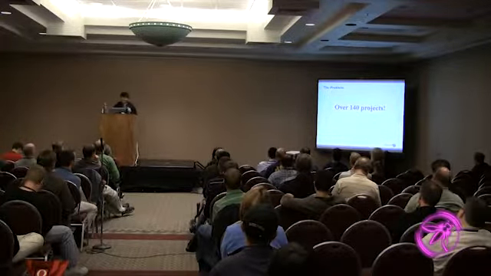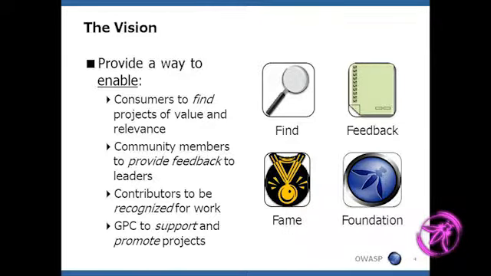So that's a problem that we wanted to solve with the OWASP projects portal. We wanted to provide a way for consumers to actually find projects. We wanted to provide a way for our community to provide feedback for projects, and for our contributors to actually get recognized for their projects. And of course, we at the Global Projects Committee had a little bit of a selfish, non-altruistic part of it, and that's the fact that we want to be able to manage and sort through the projects. So it's not all warm and fuzzy. There's some selfishness to it. But this is really the point, the vision of the OWASP projects portal. So what did we do, or what are we going to do?